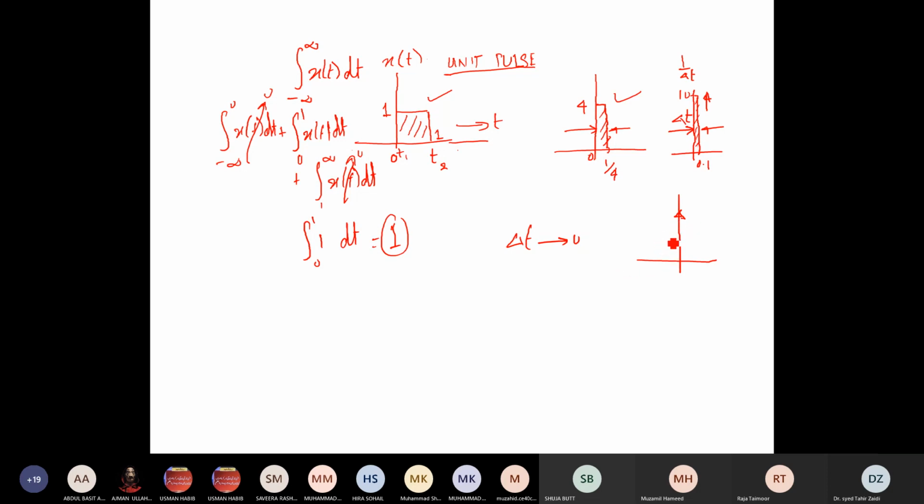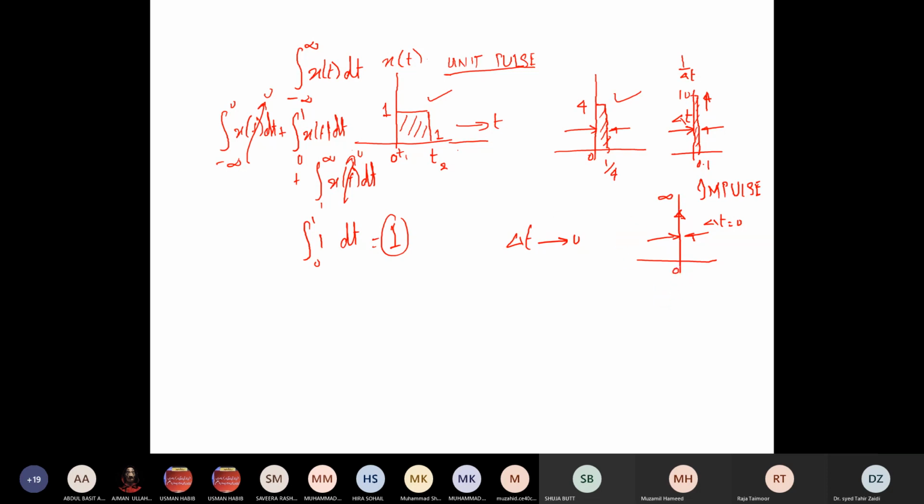And this case where we have a pulse whose duration is 0, we don't call it a pulse, we call it an impulse. The very English meaning of impulse is sudden. So this is an impulse, and in the impulse, the duration is 0. The magnitude of this impulse is infinity.